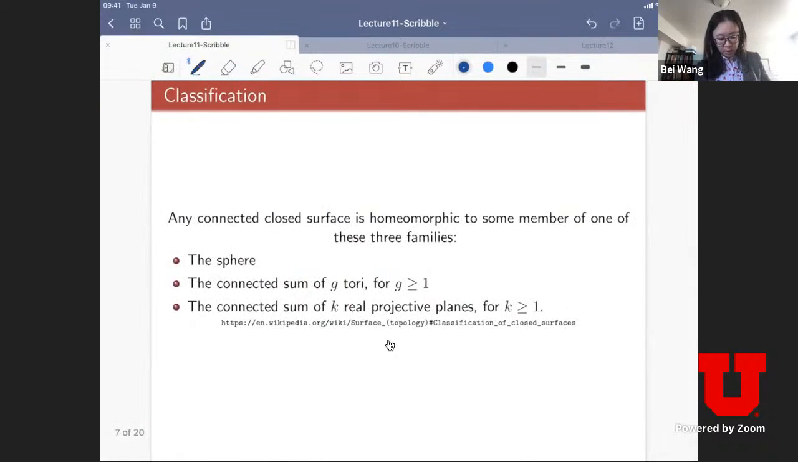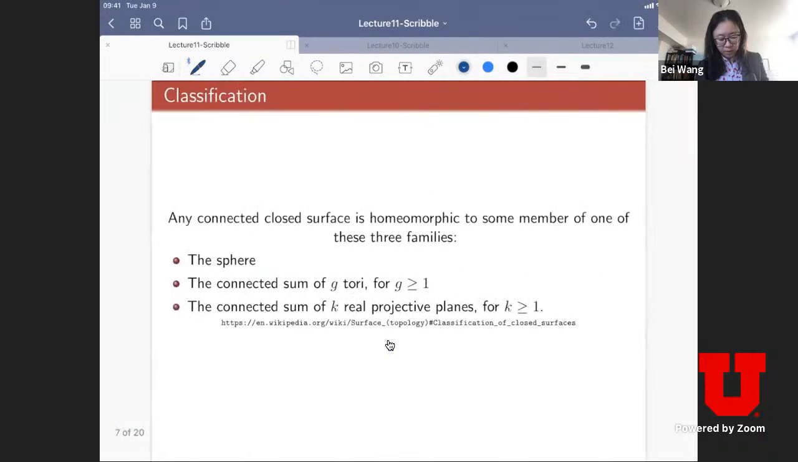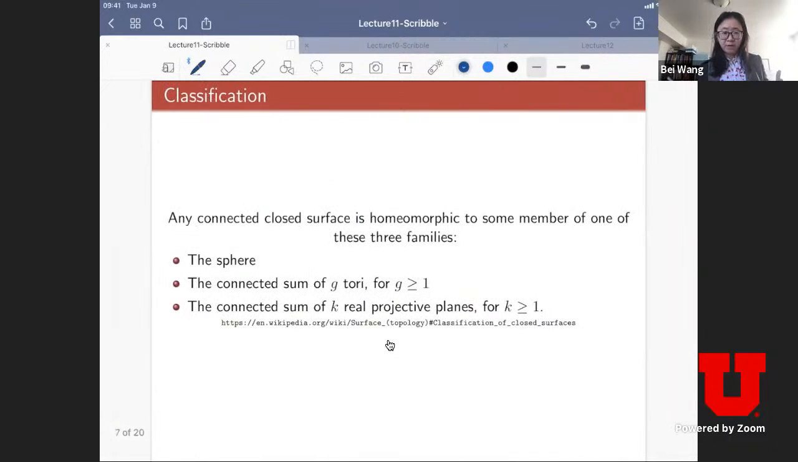Another way to describe it is to say that all connected closed surfaces, where surfaces here means two-manifolds, are similar to one of those three families: either a sphere, a connected sum of tori, or a connected sum of real projective planes.